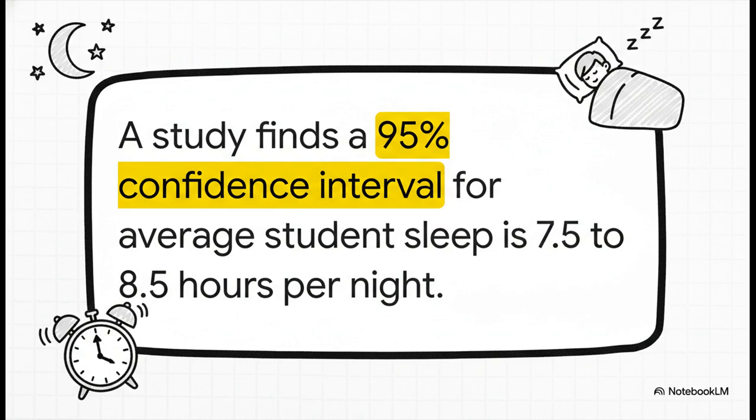So let's kick things off with a super classic example. Imagine you read a study that says the 95% confidence interval for how much the average student sleeps is somewhere between 7.5 and 8.5 hours a night. Simple enough. It gives us a nice, tidy range.